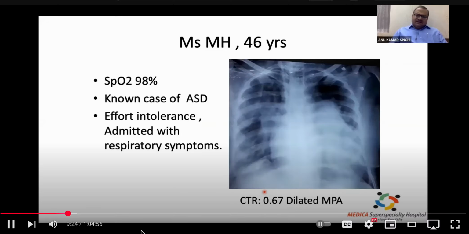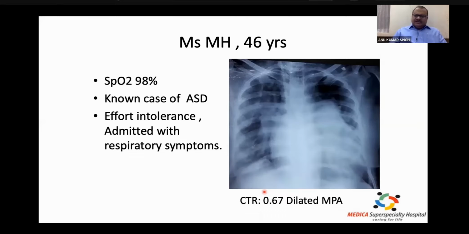This is an interesting patient where again I'll discuss how the transesophageal and detailed evaluation helped us to come to a decision. A 46-year-old lady, known case of ASD with a saturation of 98%, significant effort intolerance, and admitted with respiratory symptoms. Now, one interesting part of that X-ray I wish to highlight is significant dilatation of the MPA. And overall, the periphery, the vascularity was not as increased as I expected it to be, though the cardiothoracic ratio was increased, 0.67, which may be part of dilatation of the RA.